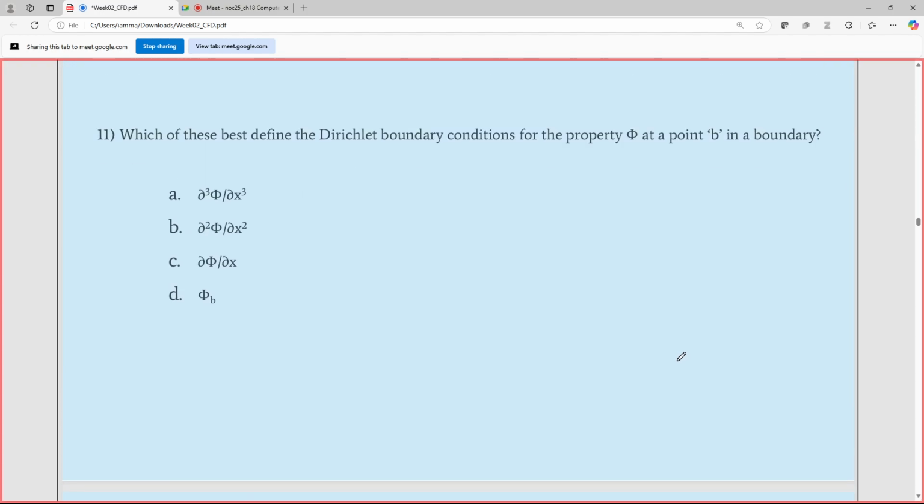Next question: which of these best defines Dirichlet boundary conditions for the property phi at a point B in the boundary? So the question is for Dirichlet boundary condition. How is a Dirichlet boundary condition for the property phi defined at the boundary B? Options are: option A, dou cube phi by dou x cube; option B, dou square phi by dou x square; option C, dou phi by dou x; option D, phi at B. You can inbox your answers.